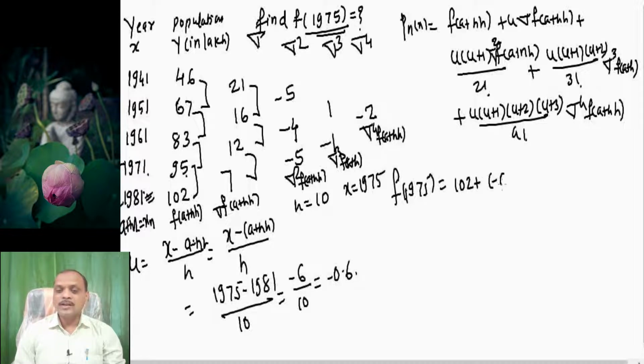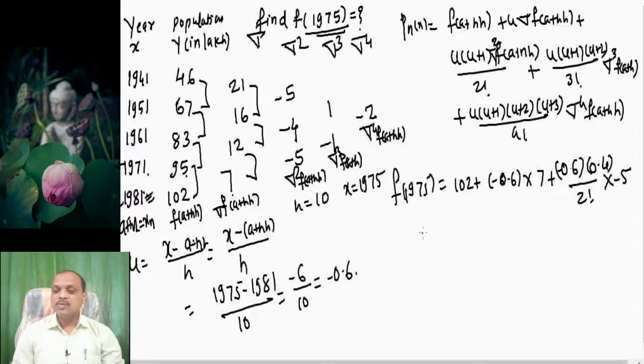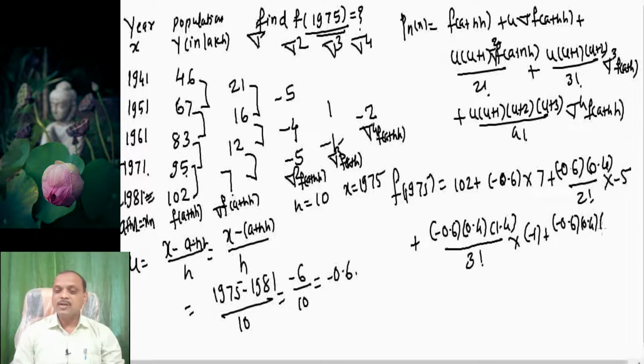So f of 1975 equals f of a plus nh, 102, plus minus 0.6 into nabla f of a plus nh, here this is 7, plus minus 0.6 into 0.4 divided by 2 factorial into nabla square, that is minus 5, plus minus 0.6 into 0.4 into 1.4 divided by 3 factorial into nabla cube, this is minus 1, plus minus 0.6 into 0.4 into 1.4 into 2.4 divided by 4 factorial into this minus 2. So these are the values.